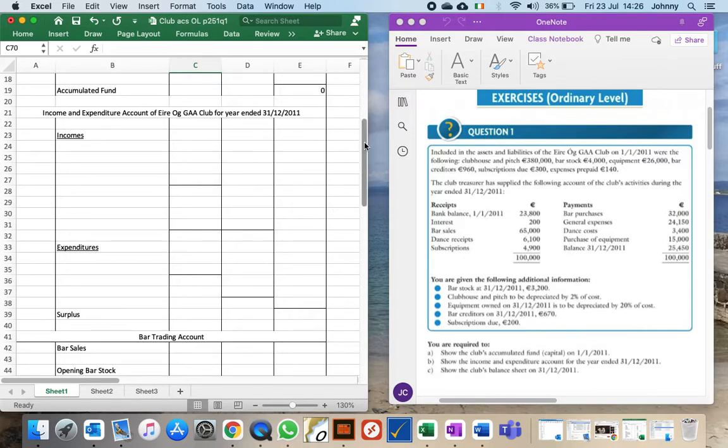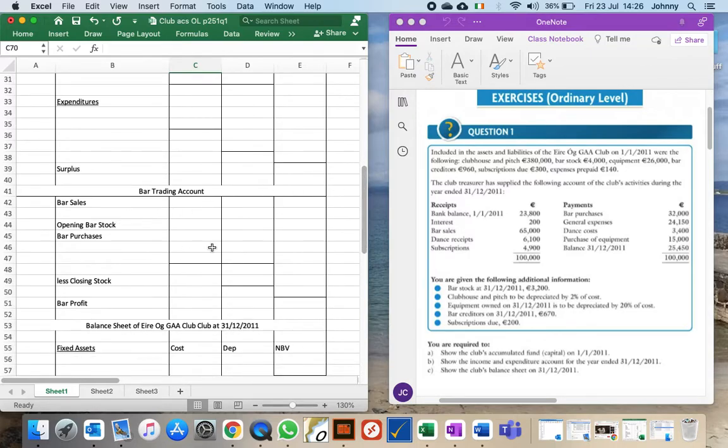Now, if the club has a shop or a bar or something like that, we need to work out how much profit it made. So we need to do a separate document called a trading account, which is a bit like when you did trading profit and loss. It's the thing that works out gross profit at the beginning.